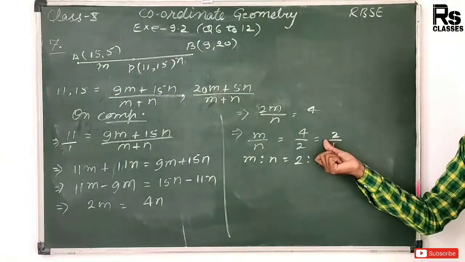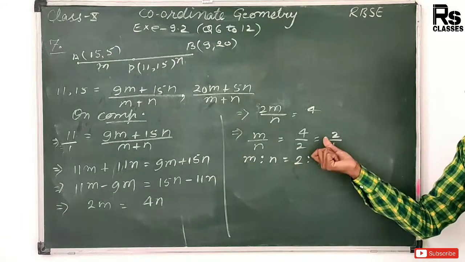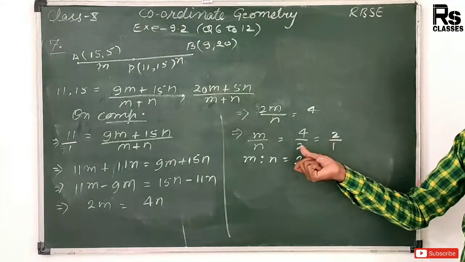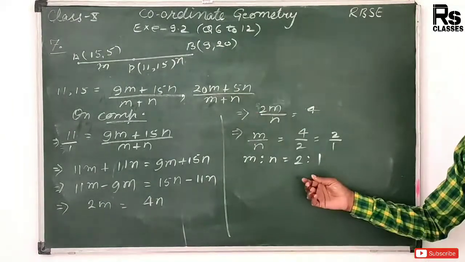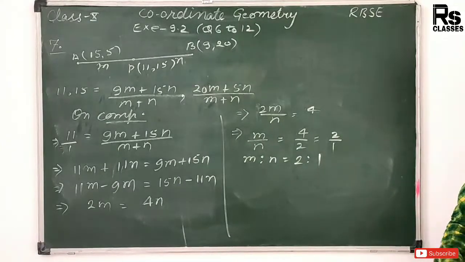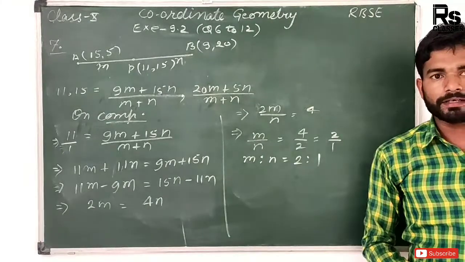This answer is positive. It means this ratio is internal. If the sign is negative, then we can say that this section is external section. So let's proceed to the next question, question number 8.